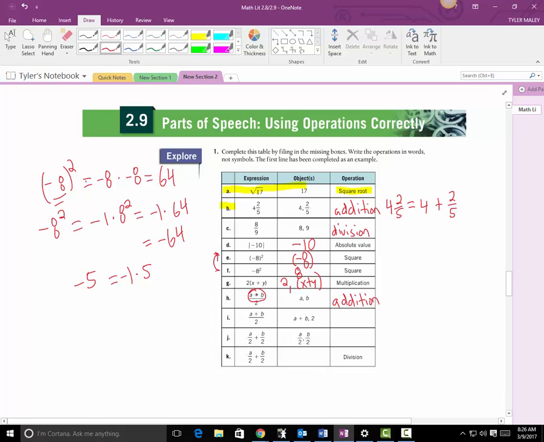And then part I, we're given the same expression, and the objects are different though. We're given a plus b as one object and 2 as another object. So what's going on between those is division, right? Then part J, I have a over 2 plus b over 2. And I'm asked, these are my two objects, a over 2 and b over 2. So what's going on between them is addition.